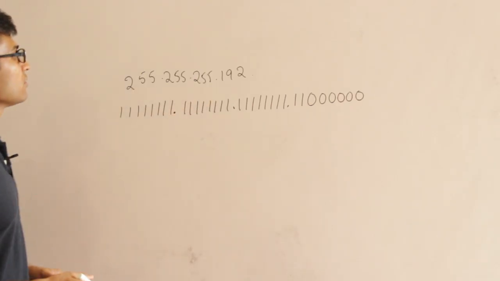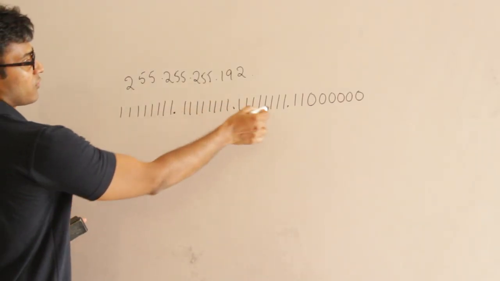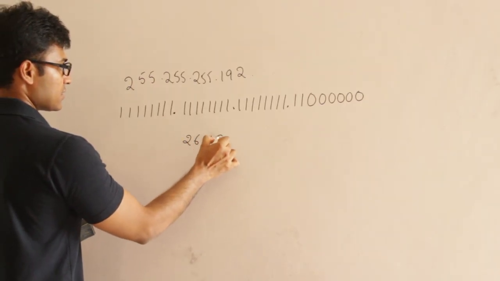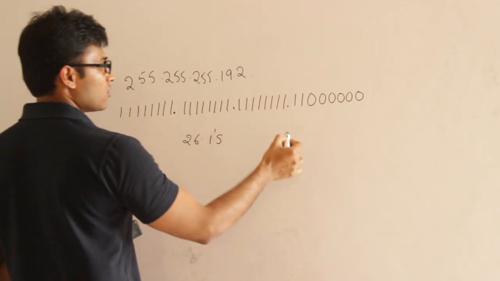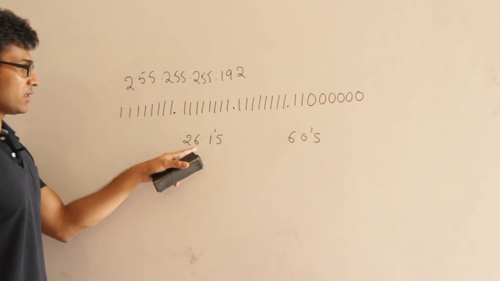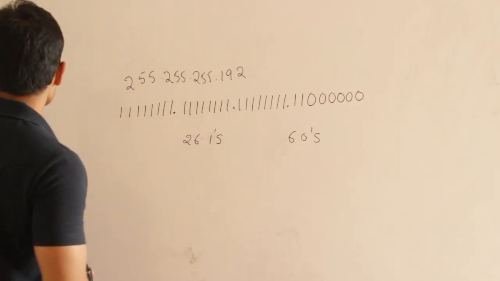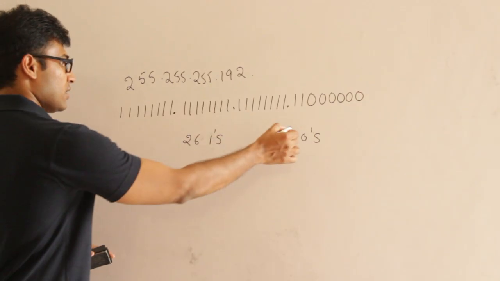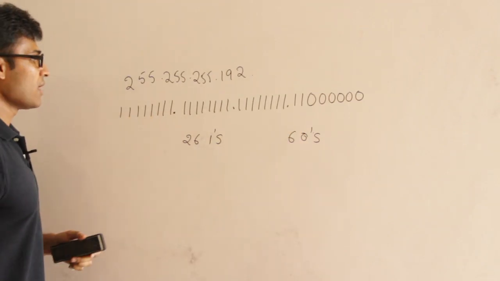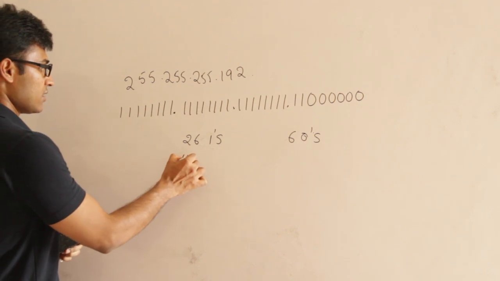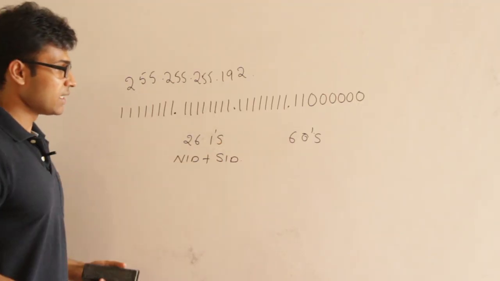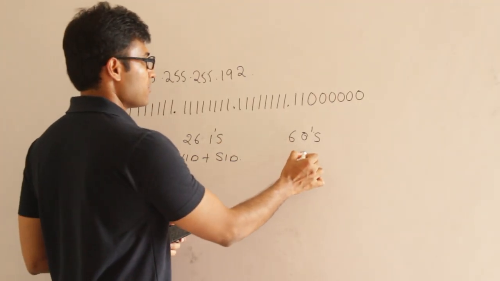So there are how many ones? There are nearly 24 plus 2, which is 26. There are 26 ones, and how many zeros? 6 zeros are there, right? Therefore total number of ones is 26, and total number of zeros is 6, right? So what does ones indicate? Coming to this subnet mask, ones always indicate network ID part plus subnet ID part. And zeros always indicate host ID part.